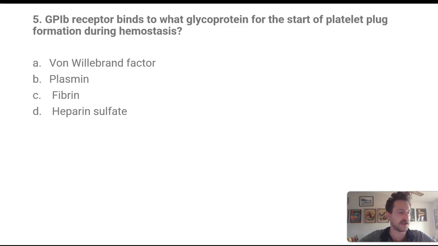And then our last question of the day: Glycoprotein 1B receptor binds to what glycoprotein for the start of platelet plug formation during hemostasis? And the right answer here, hopefully you guys know this one, is answer A. So that's going to be von Willebrand factor. Plasmin, fibrin, or heparin sulfate do not bind glycoprotein 1B during plug formation, as talked about in my lecture.